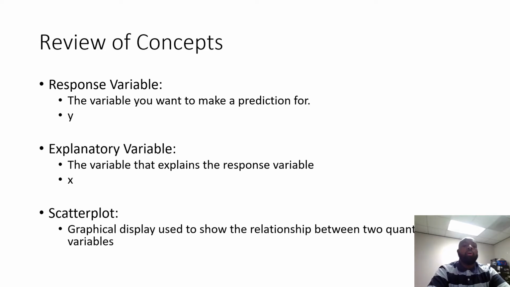The response variable is actually the variable that we usually want to make a prediction for. So I want to predict something that is going to be my outcome or my response variable, and the thing that I'm using to make that prediction is my explanatory variable. A scatter plot is basically a plot of a bunch of ordered pairs, like if you think mathematically. It's a graphical display that's used to show the relationship between two quantitative variables.